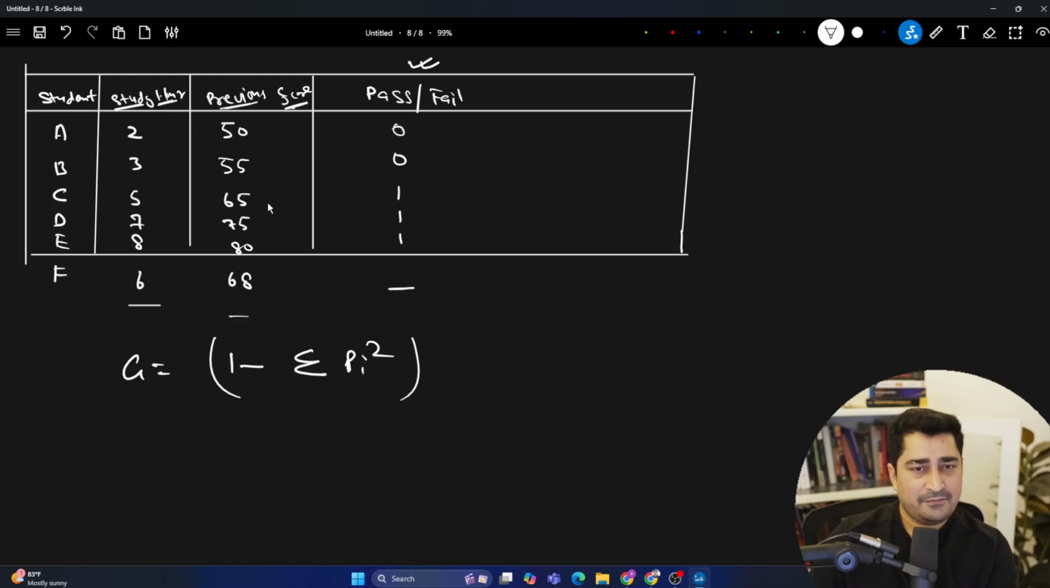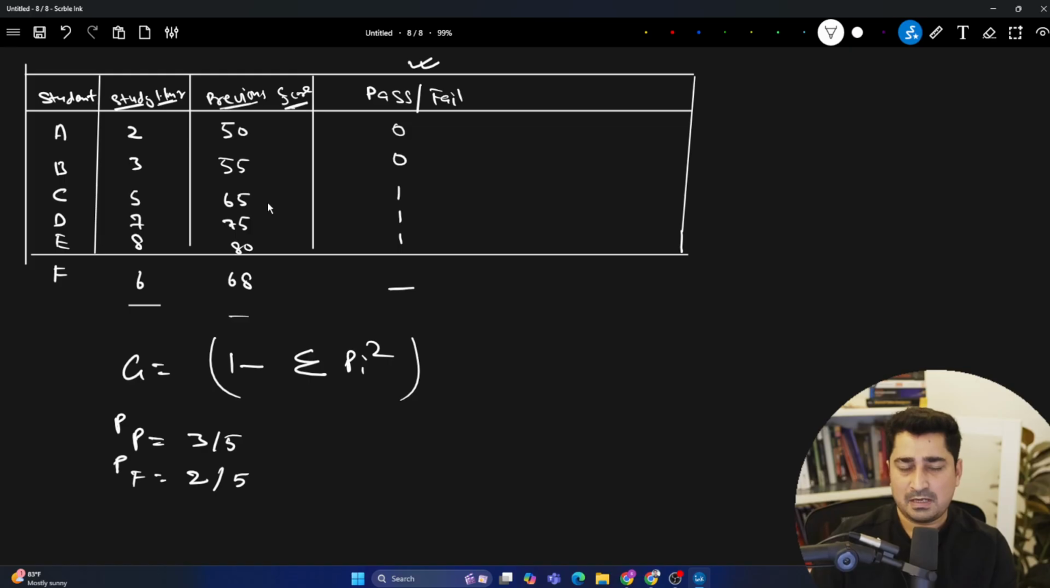So if I talk about the Gini initial, or the Gini of the whole data, pass and fail, what will be the Gini? How many pass do we have? Pass we have as 3, right? And how many fail do we have? Fail wise we have 2 over here. So the probability of pass is 3 by 5, and the probability of fail is 2 by 5. Total we have 5 data.